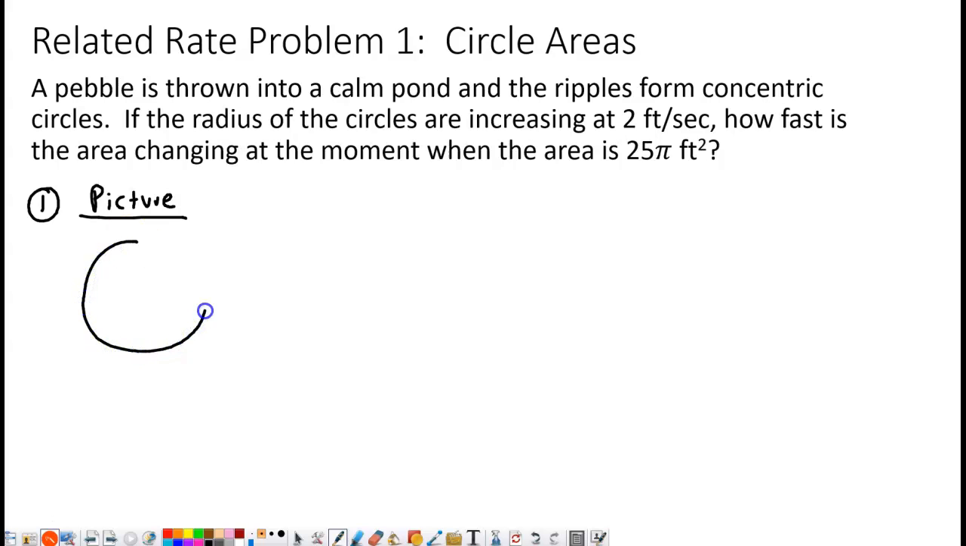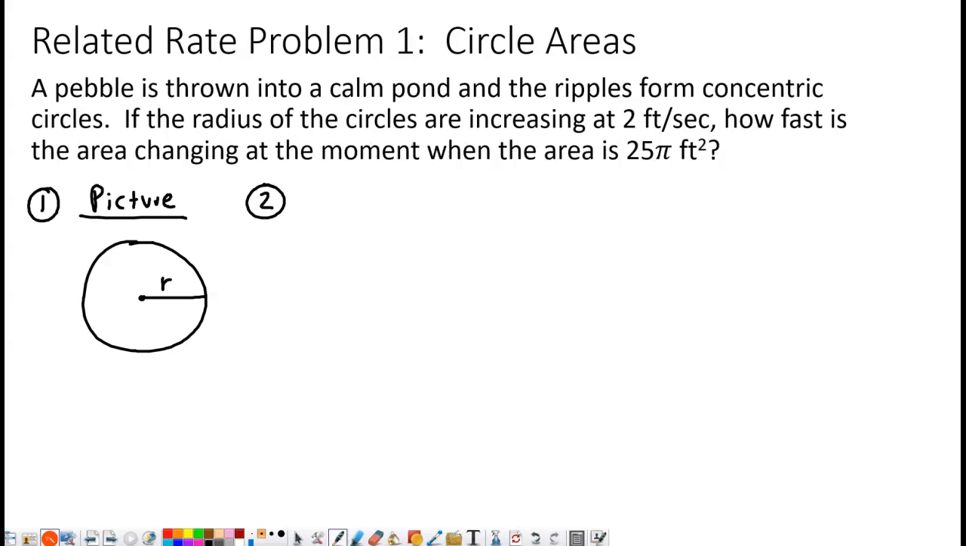But we're talking about a circle here, and it has a radius. Now, that radius is changing. That radius is not constant. When you draw a picture for step 1, anything that's changing, you want to put a letter there for it, okay? If it's a constant value, then we'll put a number there. But if it's a changing value, we're going to put a letter there. So that's about it. That's all I can really draw for my picture.